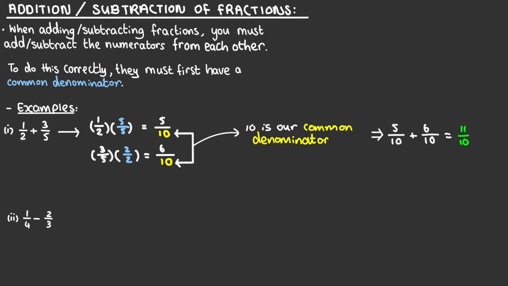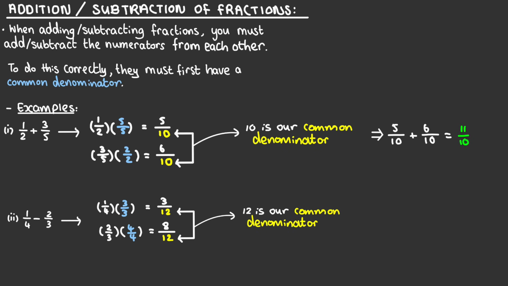Here is another example where we want to add 2/3 and 1/4. The denominator of 2/3 is 3. So we take 3, divide it by itself, and multiply it by 1/4. The denominator of 1/4 is 4. So we take 2/3 and multiply it by 4 divided by itself. Here we get 3/12 and 8/12. So 12 is our common denominator. Here we can see that adding 3 and 8 gives us 11. So 3/12 plus 8/12 is equal to 11/12.